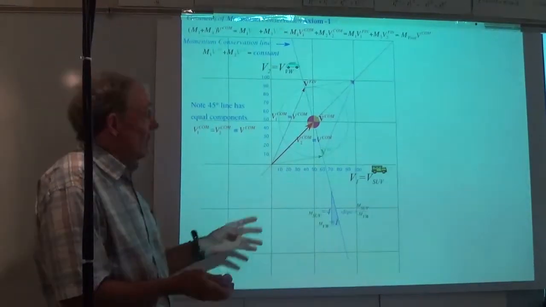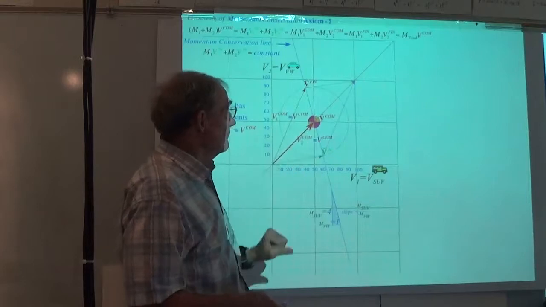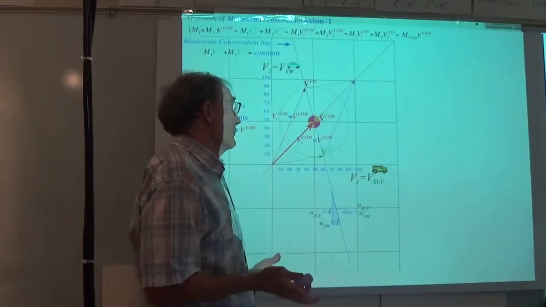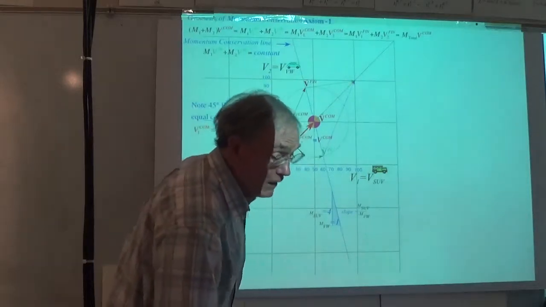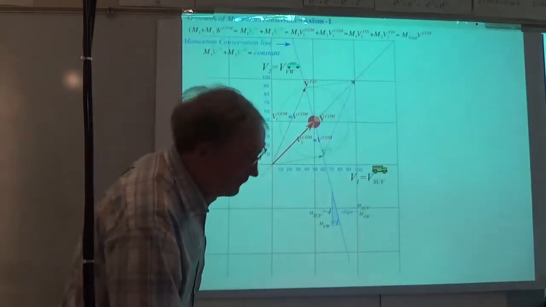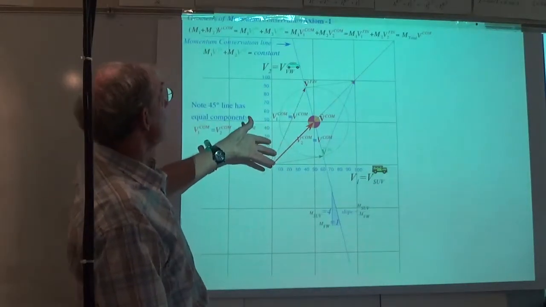Whatever it is, it's got to end up somewhere, typically in this region. Now there's some really strange collisions we're going to talk about later that end up other places, but let's just deal with this one first. Now what we've got here is the algebra that goes with this geometry.